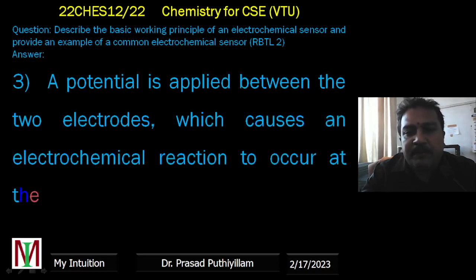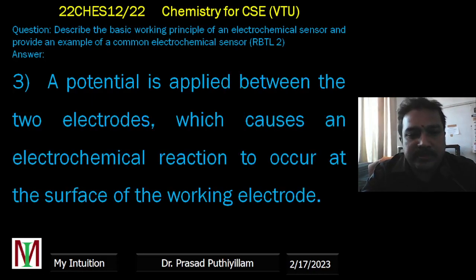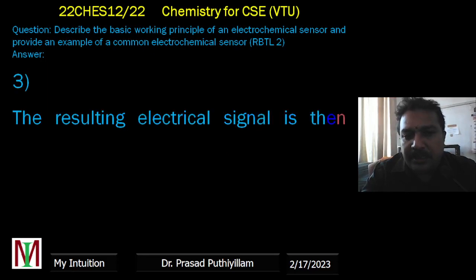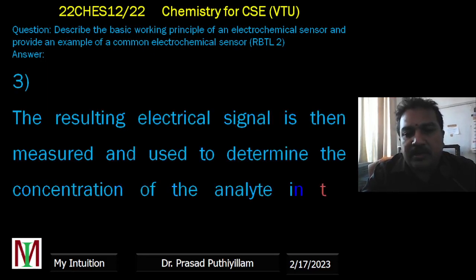A potential is applied between the two electrodes, which causes an electrochemical reaction to occur at the surface of the working electrode. The resulting electrochemical signal is then measured and used to determine the concentration of the analyte in the sample. So it's very simple.